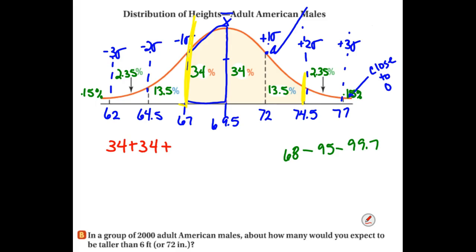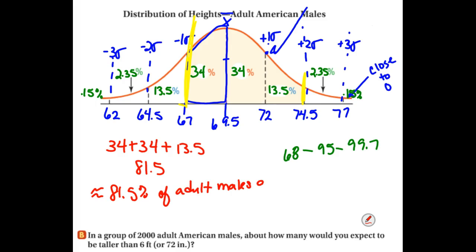Plus another 13.5. What's 68 plus 13.5? So we would say approximately 81.5% of adult males are between 67 and 74.5 inches tall.